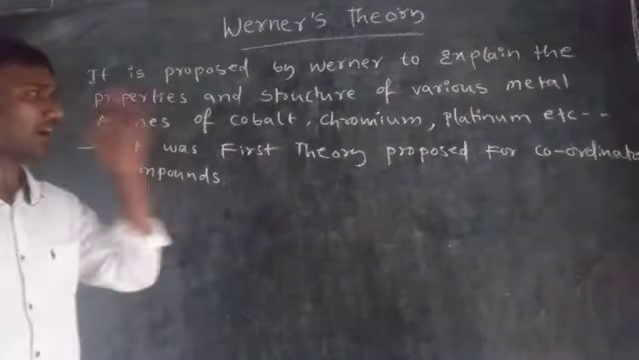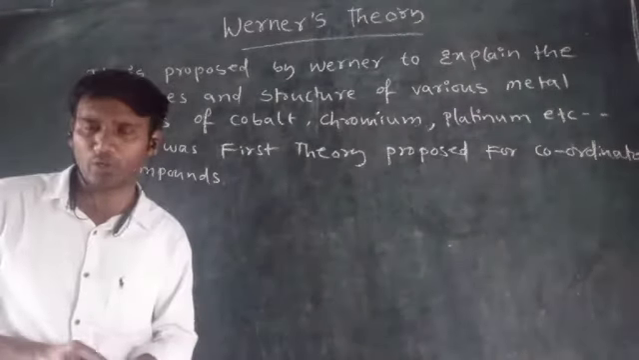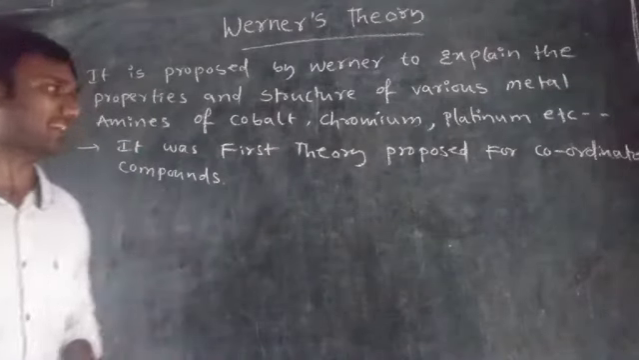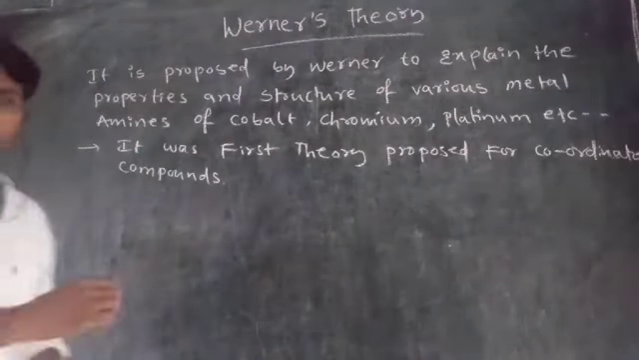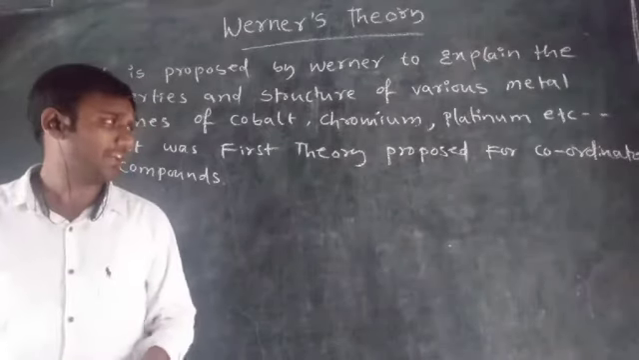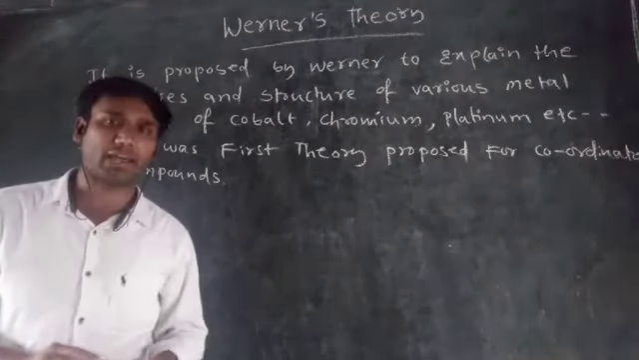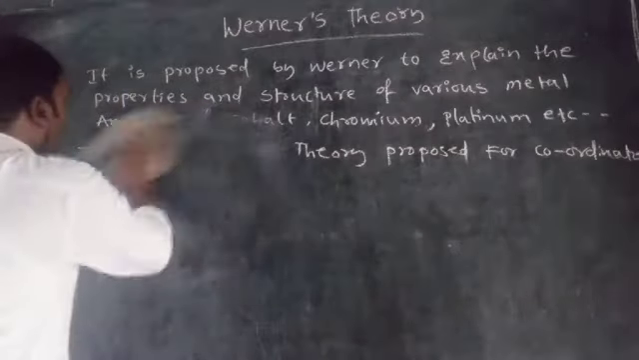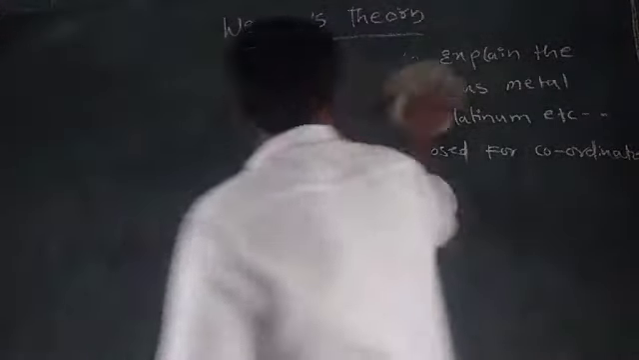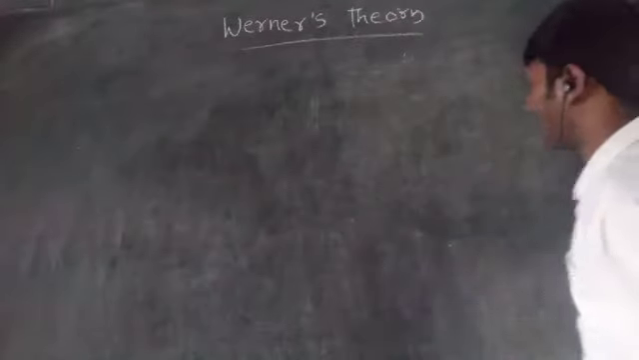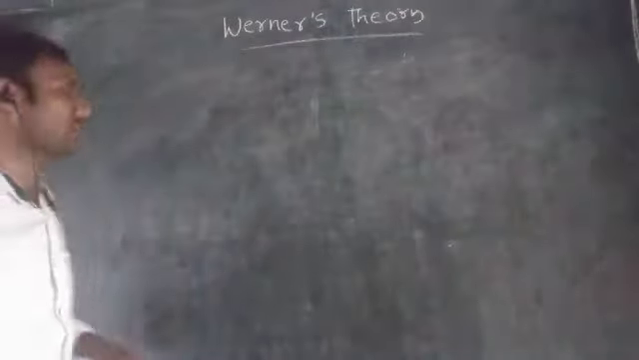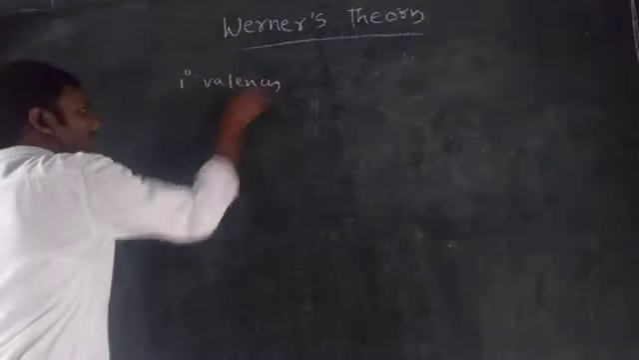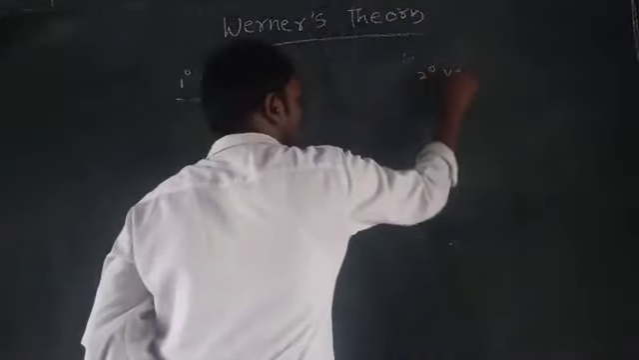According to Werner, what are the main postulates of Werner's theory? According to this theory, every element exhibits two types of valences. One is primary valency and the other is secondary valency. One we call primary valency and the other we call secondary valency.